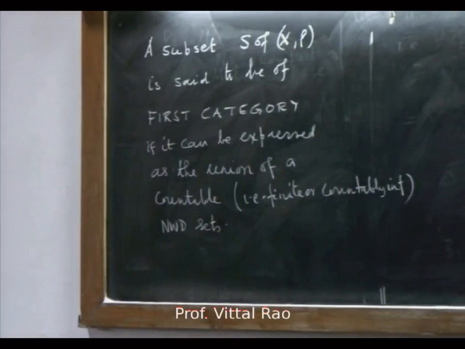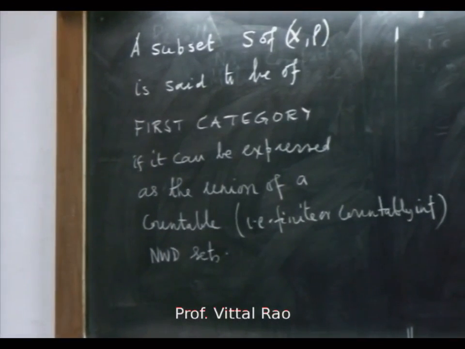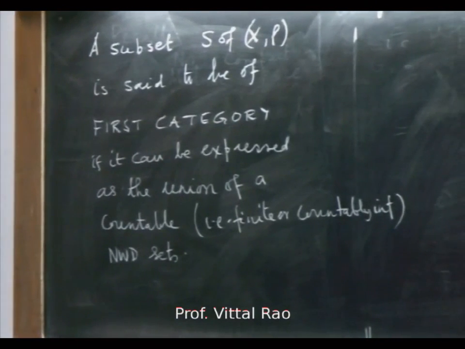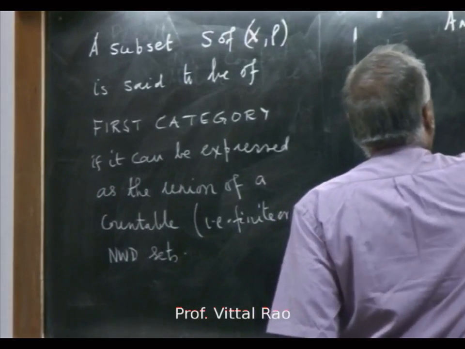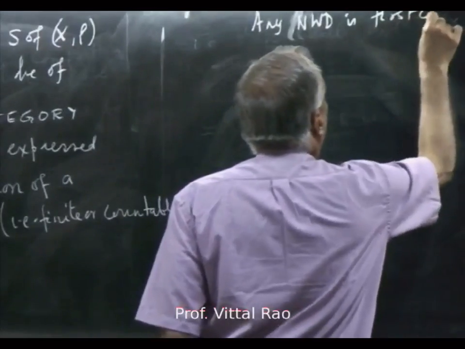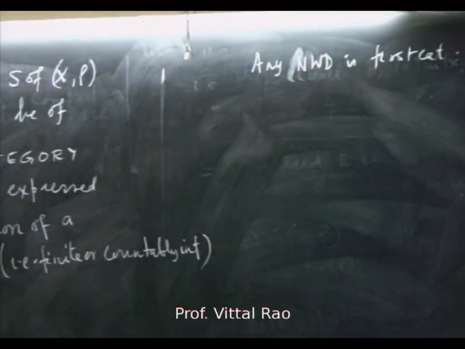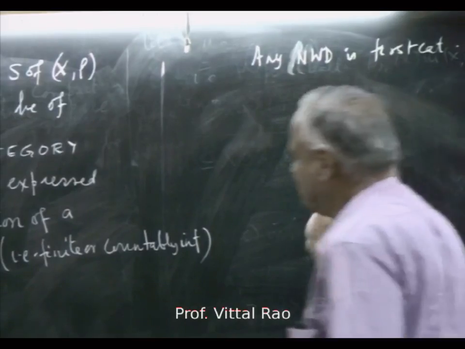Then it is said to be of first category. For example, the rational numbers are of first category. And any nowhere dense set is automatically first category because it is a countable union of itself. So any finite set, any nowhere dense set is first category. What we are saying is nowhere dense sets and their descendants are all called first category. They have the same gotra, whatever it is called.